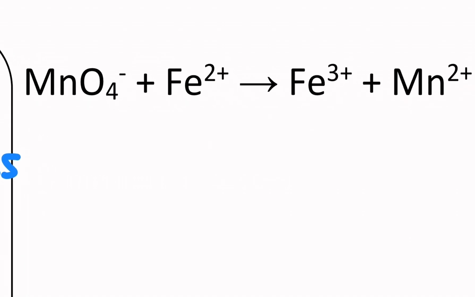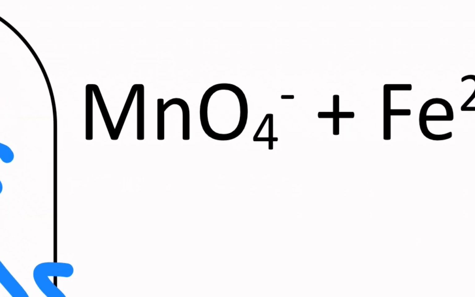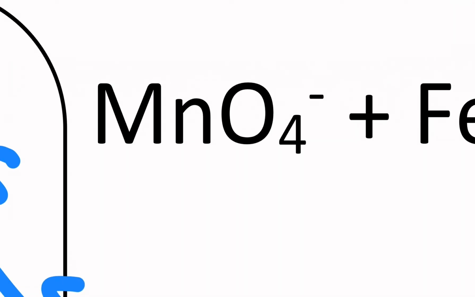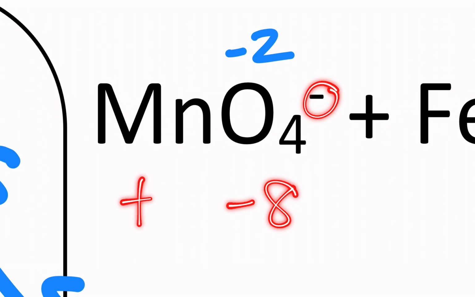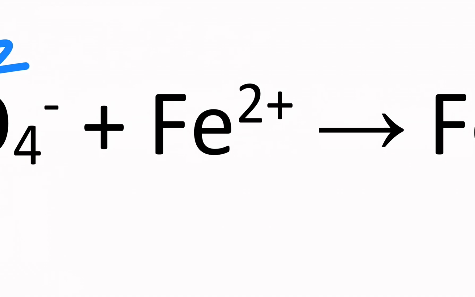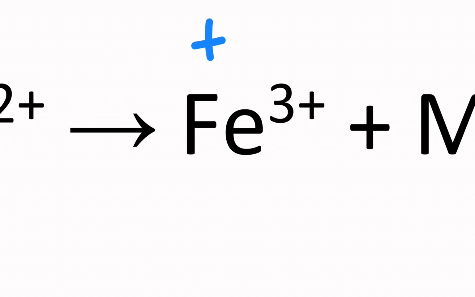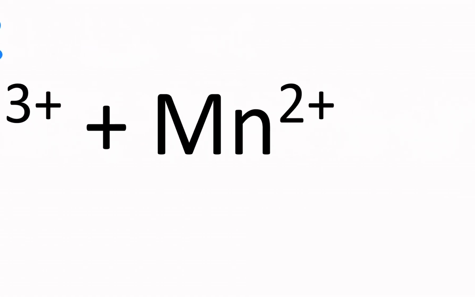So let's take a look at this skeletal redox reaction, and left to right, let's assign our oxidation states. First, in permanganate, oxygen is -2. There are 4 of them, so I'm thinking about -8. The total is -1, so the manganese must be, as a result, a +7. The rest are easy, they're monoatomic ions. A 2+ charge is a +2 oxidation state. A 3+ charge is a +3 oxidation state. And a 2+ charge is a +2 oxidation state.